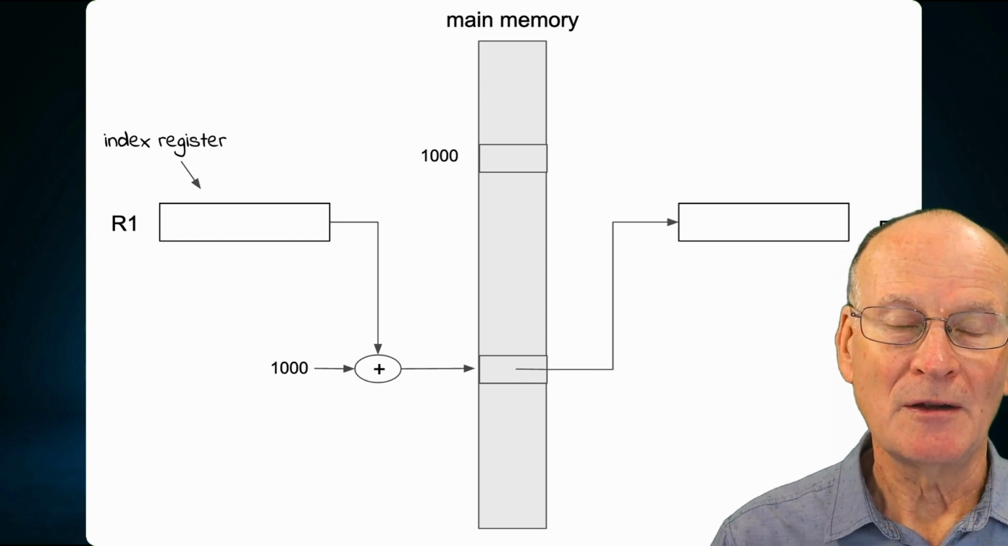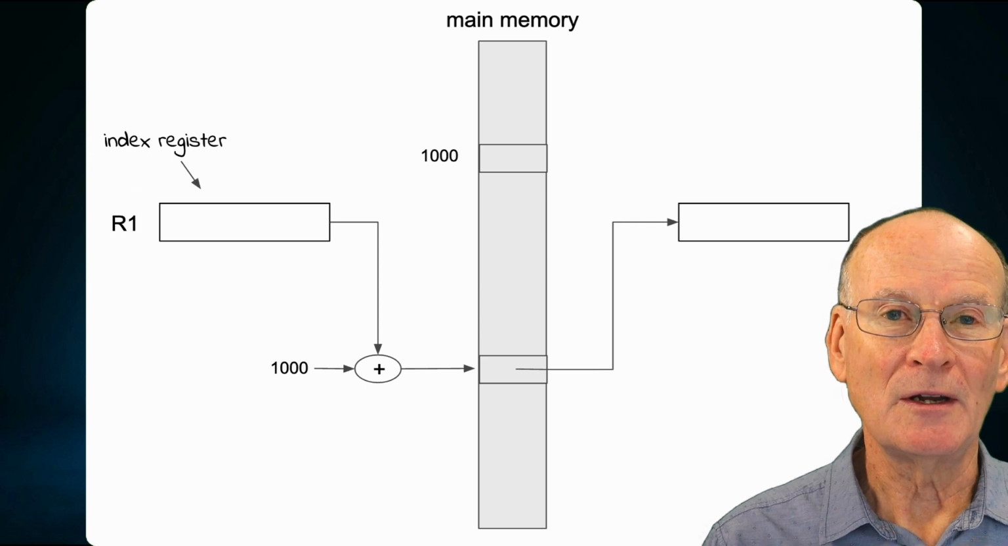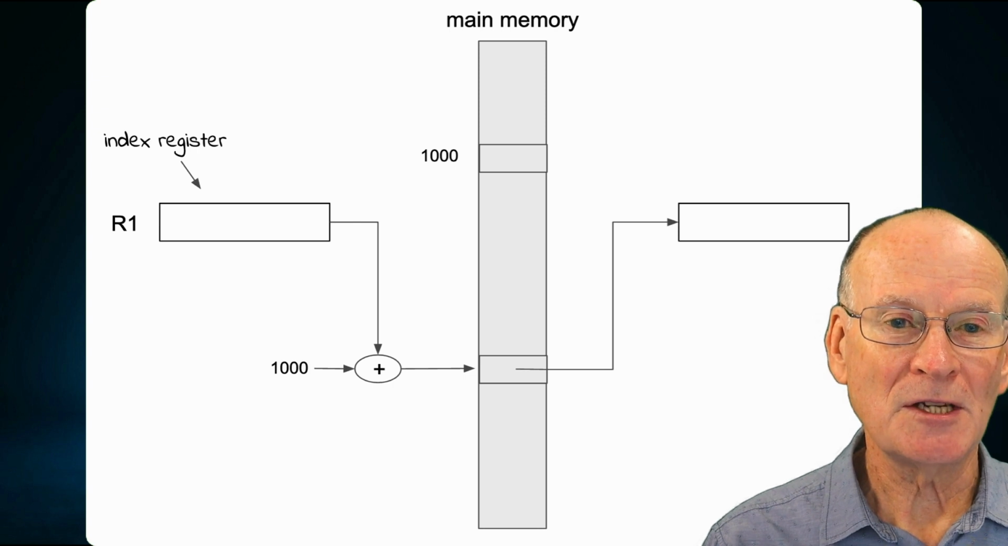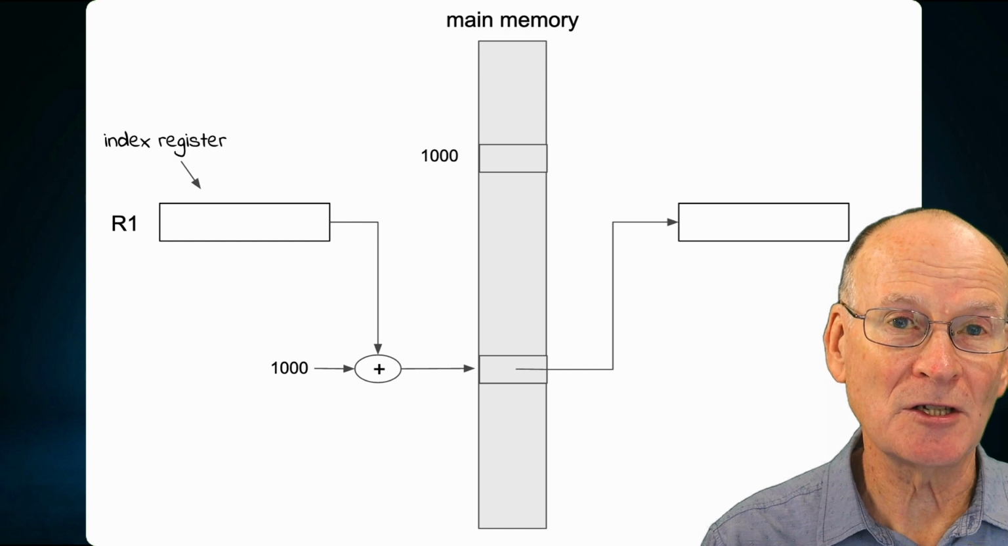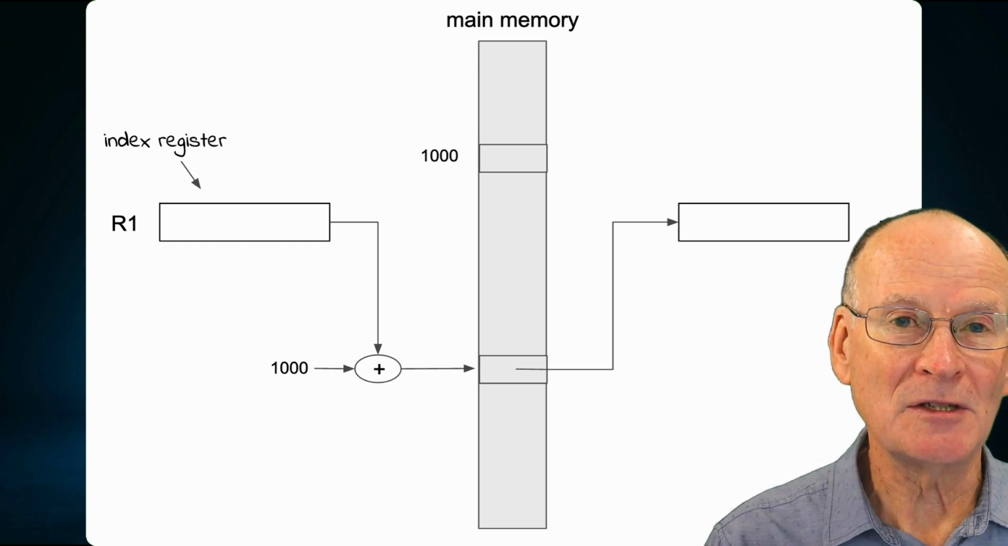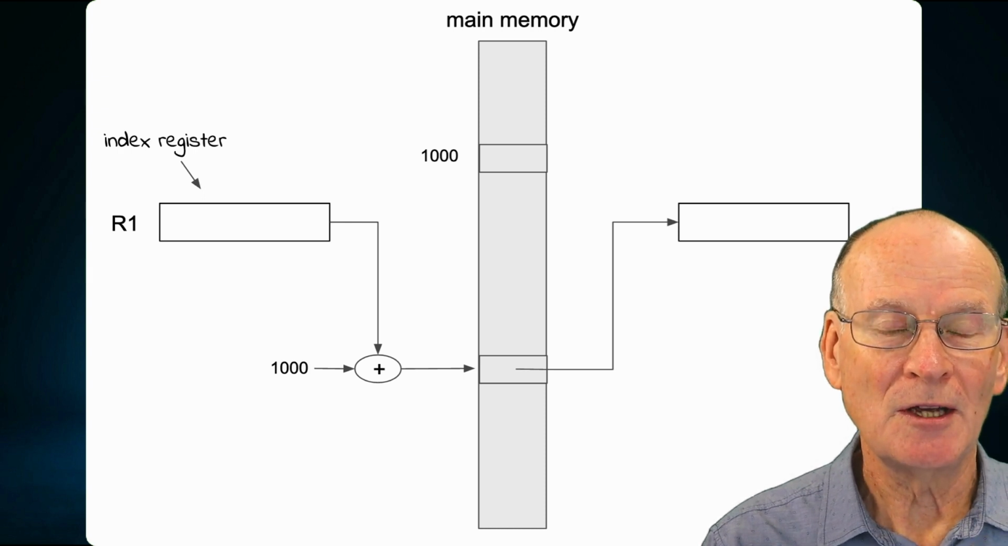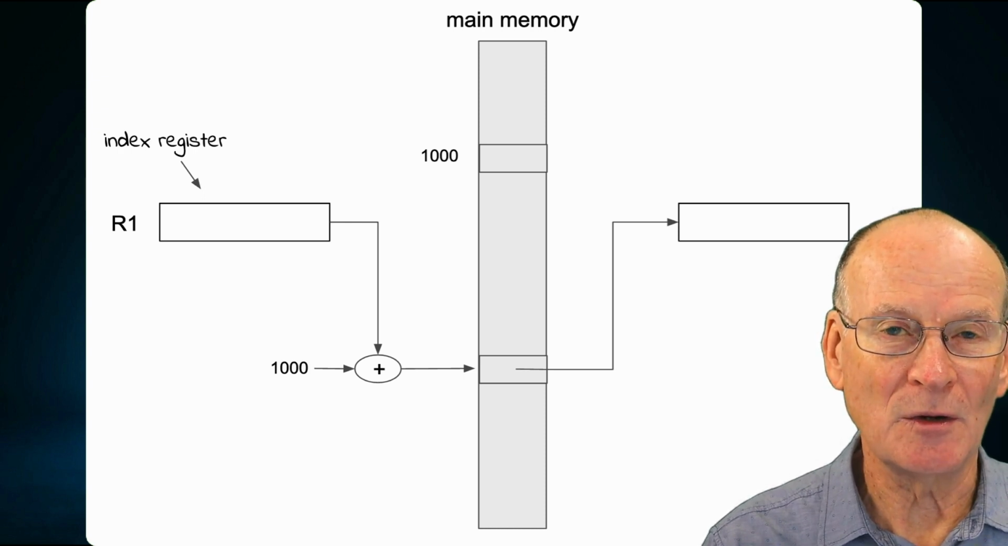So here's my example. We have the main memory, we've got location 1000, we've got our index register. The contents of the index register is added to the location 1000, which was fixed in the instruction, and the offset then gives us a resulting address, which is used to fetch the value to put into R0 for my instruction.